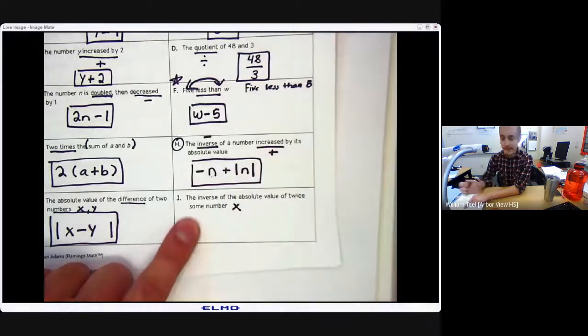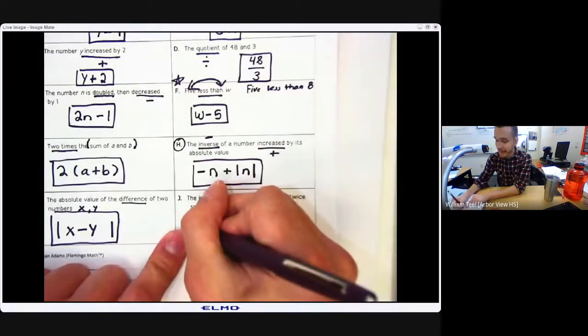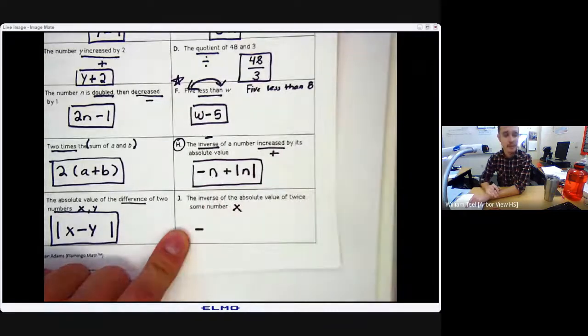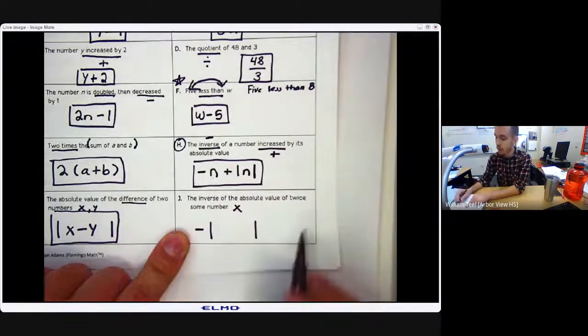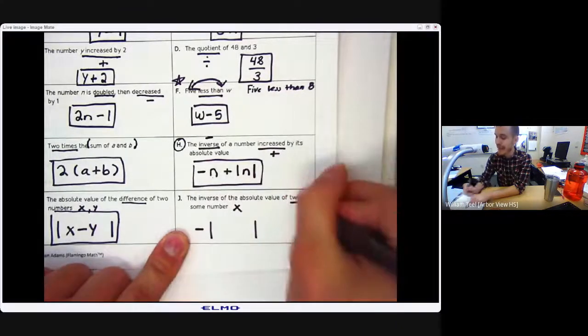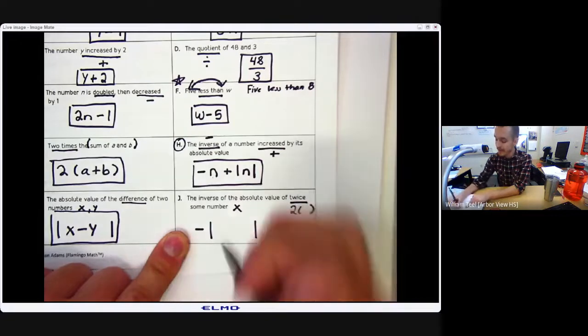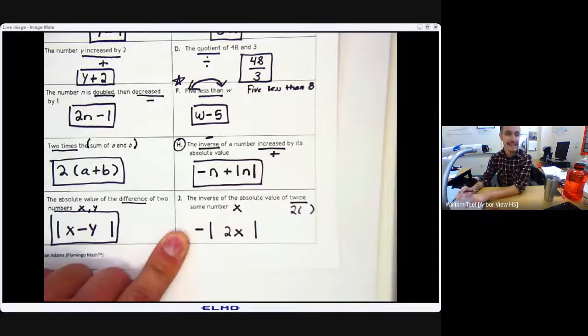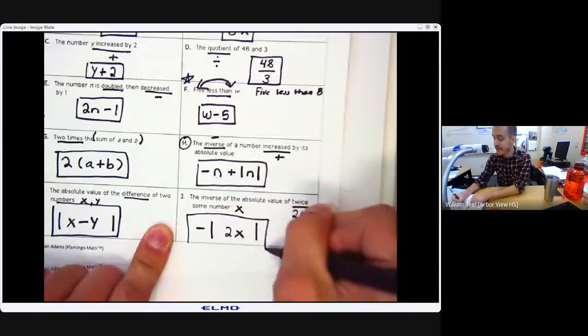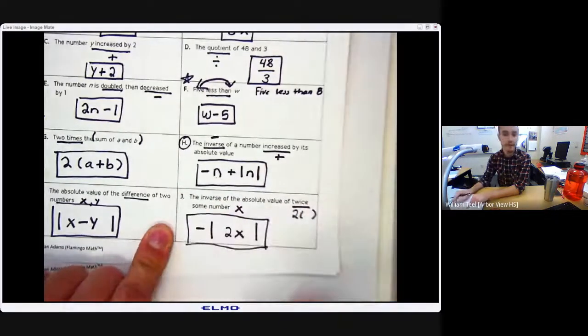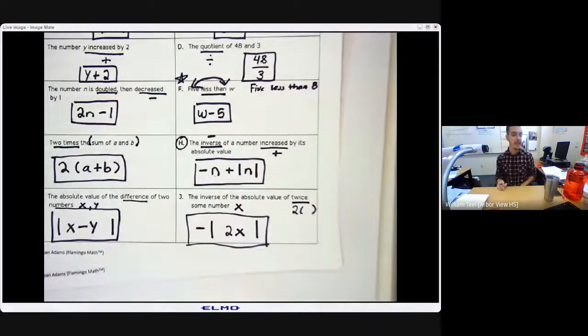So the inverse, once again, that's going to be a negative of the absolute value, put the absolute value symbol, of twice some number. Twice some number means we are multiplying 2 times that number. So it's going to be 2x inside of the absolute value. Now, if you put the absolute value of 2a or the absolute value of 2z, doesn't matter as long as you assign a variable to it.